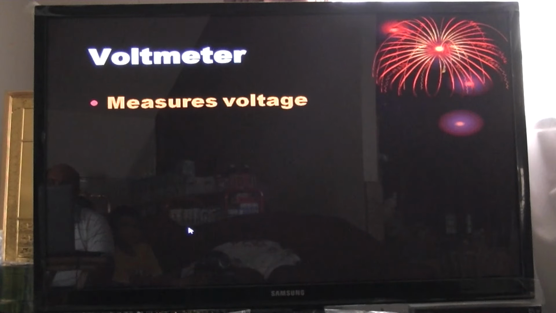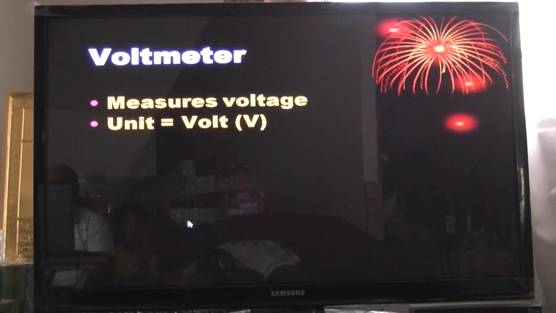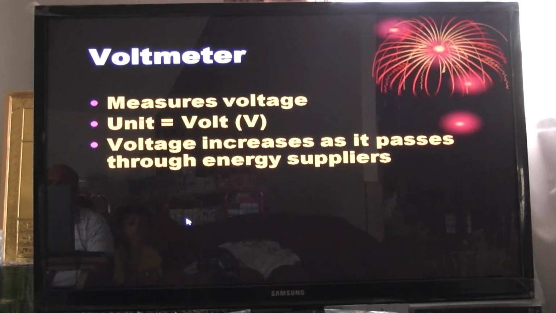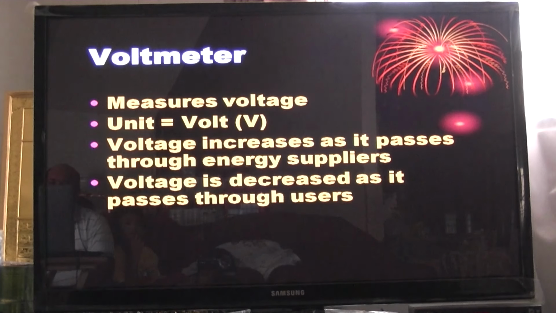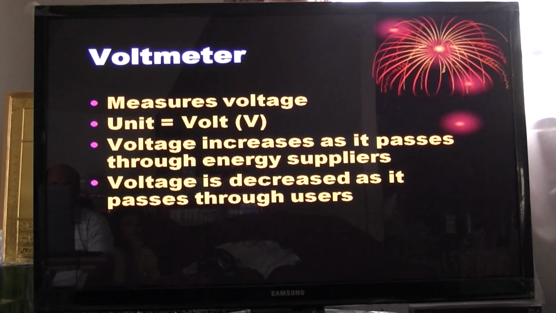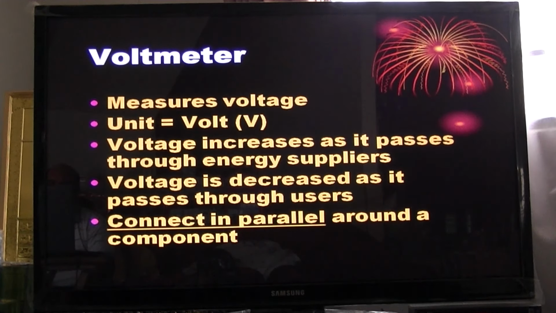A voltmeter measures volts. The unit is V. Voltage is increased as it passes through the energy supply. Voltage decreases as it passes through the users. Connect it in parallel around a component.